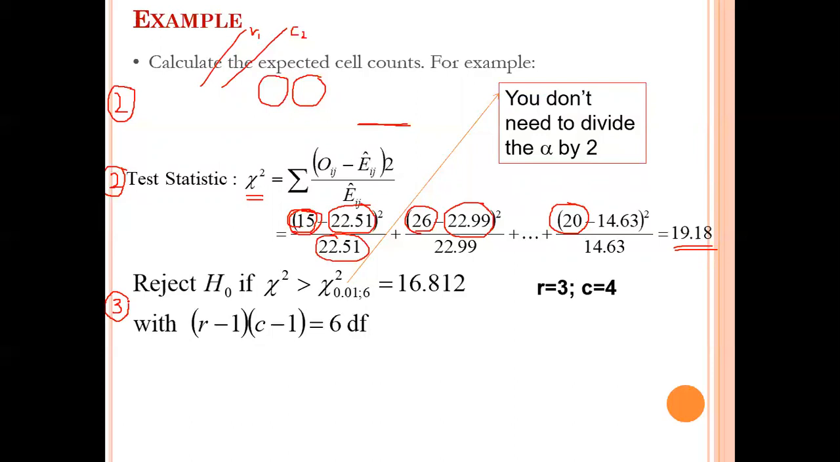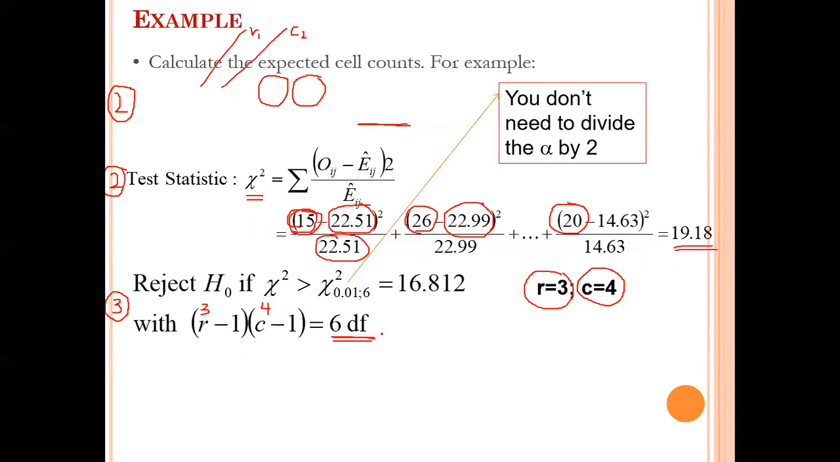If you refer back to the previous slides, the simple formula to get the degree of freedom is the number of rows minus 1, times the number of columns minus 1. Based on this equation and this table, we have 3 rows and 4 columns. So R is 3 and C is 4. Now 3 minus 1 times 4 minus 1 is equal to 6. So the degree of freedom is 6.